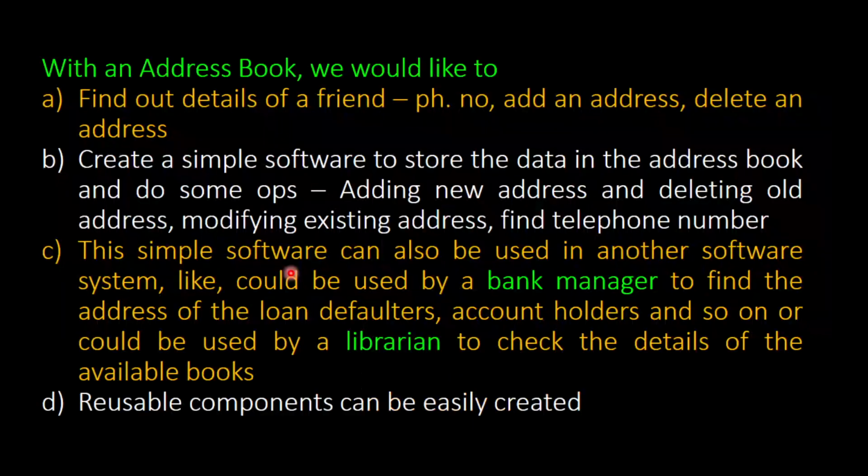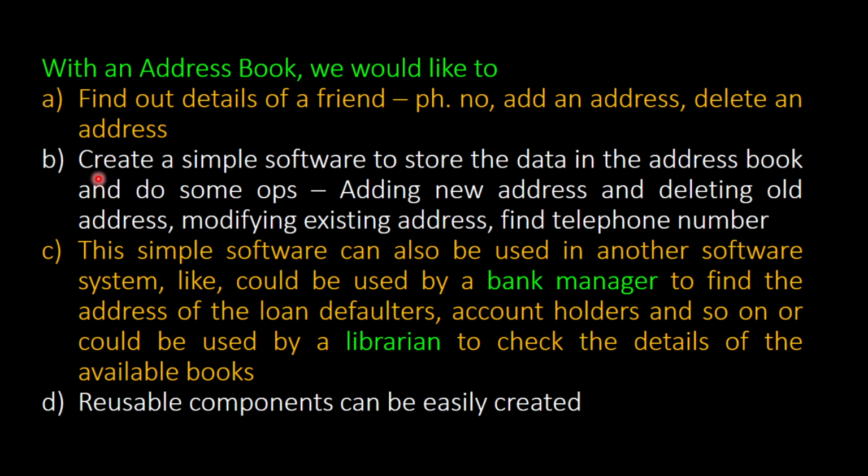Okay, I'm back. So according to me, what I'll do with my address book. First thing is that I'll try to find out the details of a friend. I can find his phone number. I can add an address to it, or I can delete some existing address. If possible, I'll try to modify the address if some wrong category is defined there.